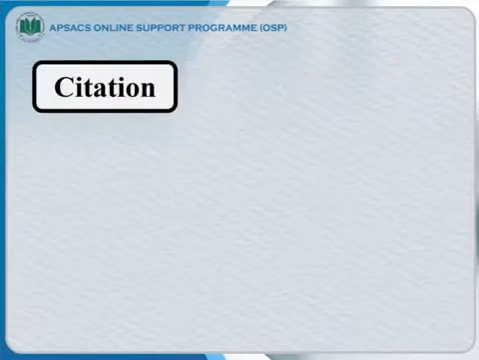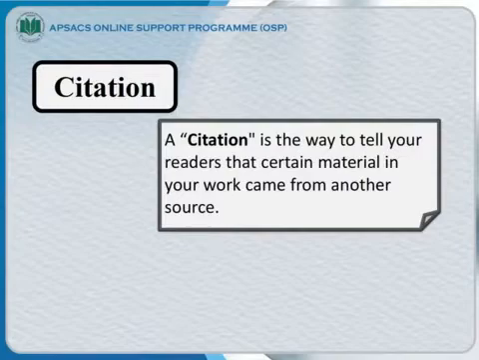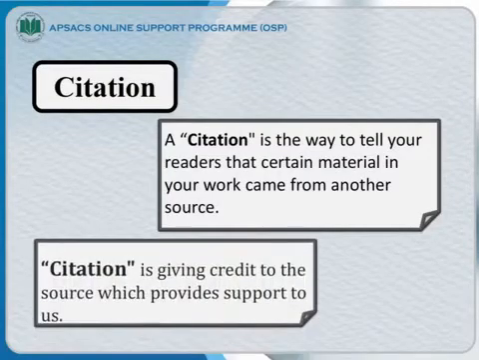Secondly, we will discuss the citation. What is a citation? A citation is a way to tell your readers that certain material in your work came from another source. For example, when you start writing in college and you are making assignments or working on a research paper, you will be expected to support your statements with credible sources. In simple words, you can say that it means finding reliable and accurate sources of information for conducting a research paper. Citing is giving credit to the source which provides support to us.